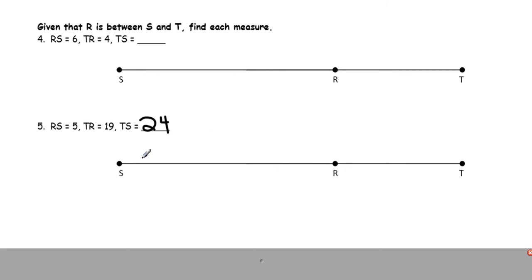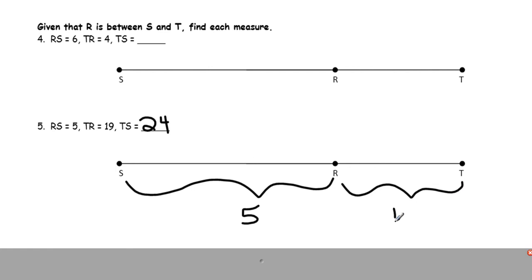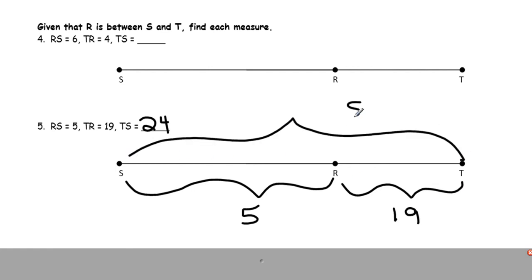Okay, so you should have gotten that TS is a total of 24. We had SR or RS, which was 5. We had RT, which was 19. And total, we take SR and we add it to segment RT. Actually, these are measures, so I get rid of the segment here. We add it to RT, and that's going to give us segment ST, the whole length. So 5 plus 19 is 24.